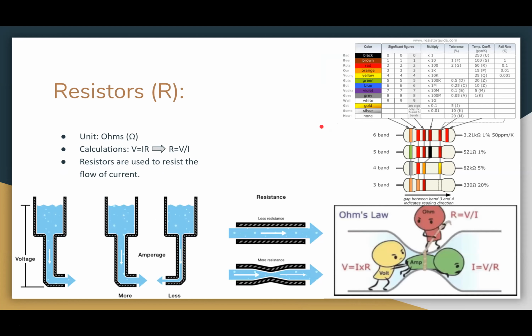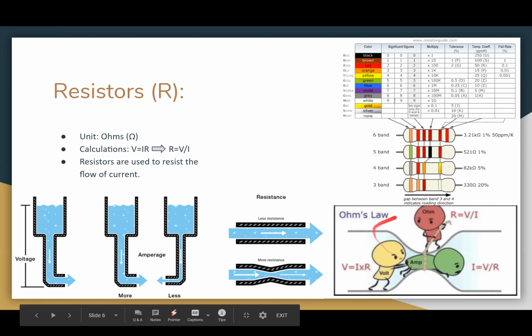So resistors: the unit for resistance is ohms, denoted by the ohm symbol right here. Once again, we use Ohm's law to solve for resistance. We start with V equals IR, and we manipulate it so that R is equal to V over I, voltage over current. What resistors do in a circuit is resist the flow of current. They kind of fight back.